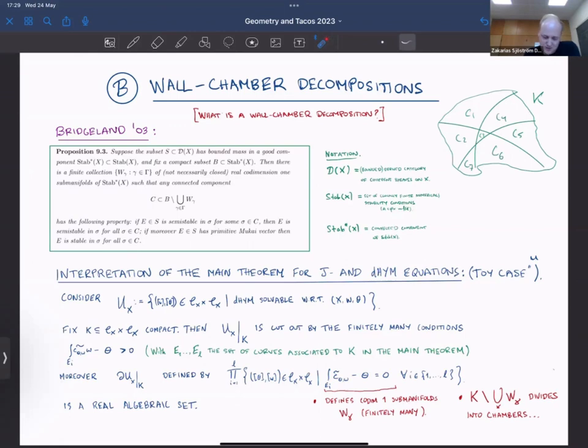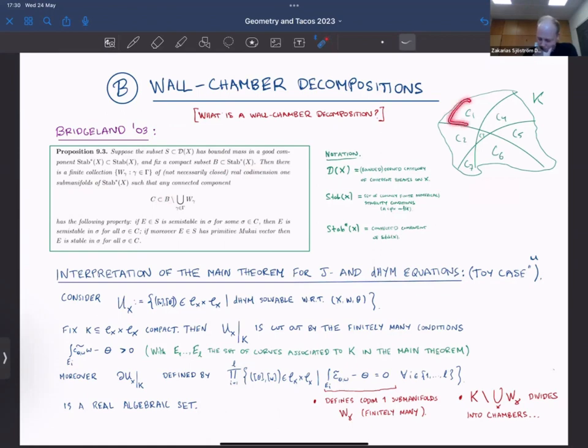So he showed existence of a wall and chamber decomposition where he decomposed the set of all stability conditions on X. He was working here with this D of X, some derived category of coherent sheaves. So it was a much more algebraic setting, of course. But what he showed was the existence of a finite collection of real codimension 1 submanifolds of this space of stability conditions, such that it decomposes this compact set. So he chooses a compact set B, I should say, inside the set of stability conditions, and it decomposes this compact set into chambers. So you can see this sketch picture.